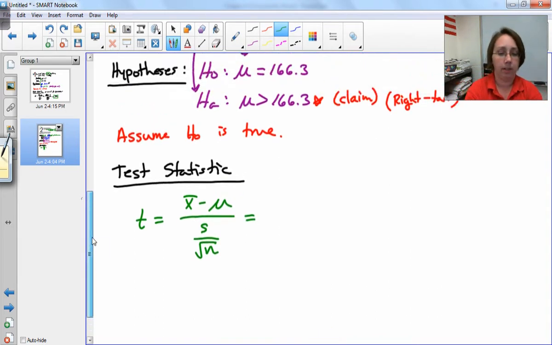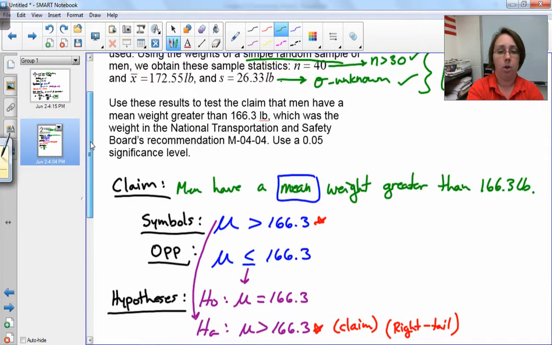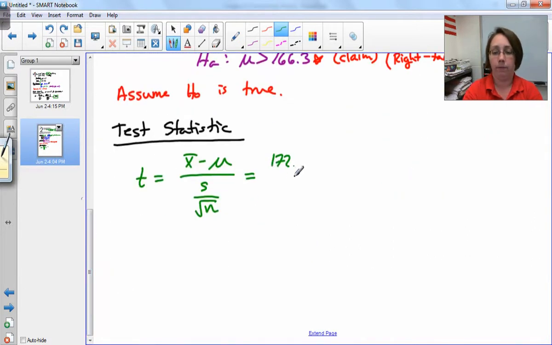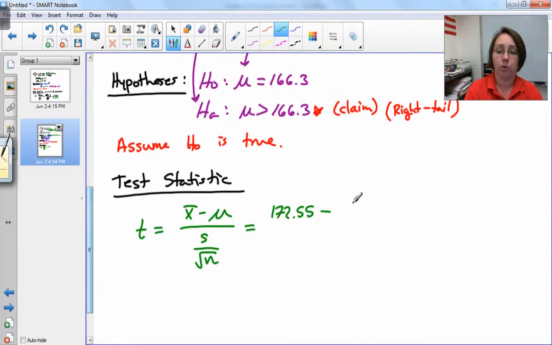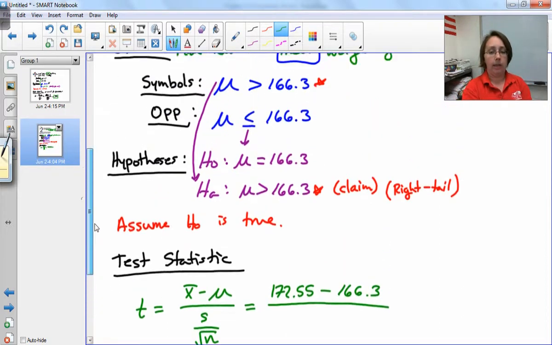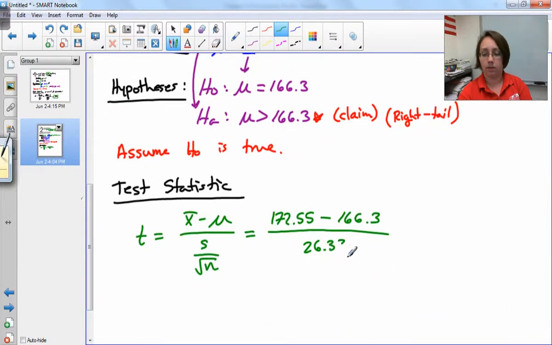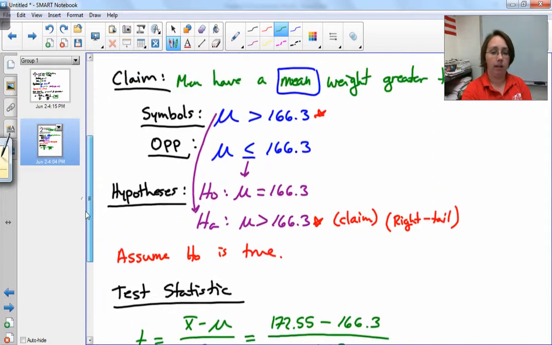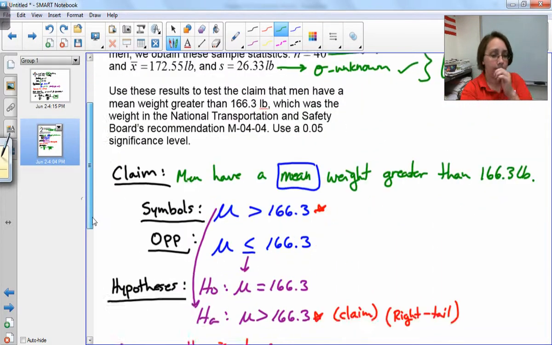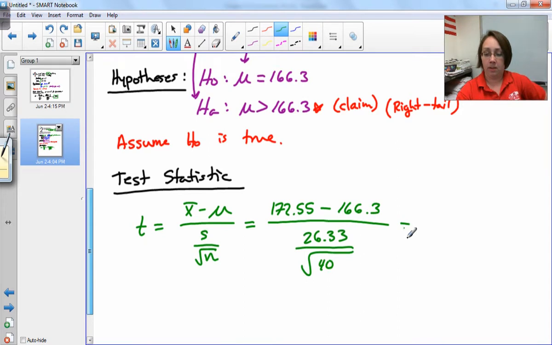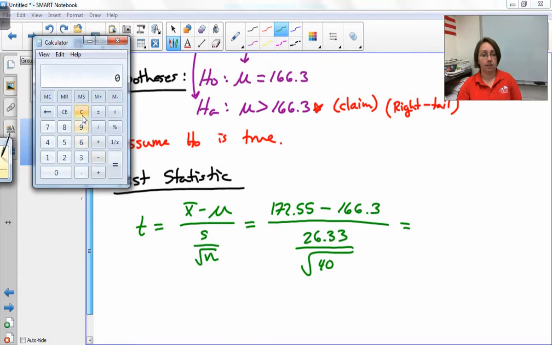Alright, got to plug stuff in here. Alright, what was my x bar? 172.55 minus the mean. Remember, we assumed the null was true, and the null says 166.3 for the mu. s, 26.33 divided by the square root of n. I can't remember how many men we had. 40. Carefully punch this in your calculator. You might need to take some practice at that. Don't pay attention to what I do because this is a funky calculator.